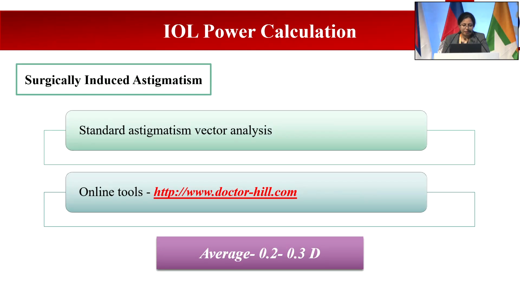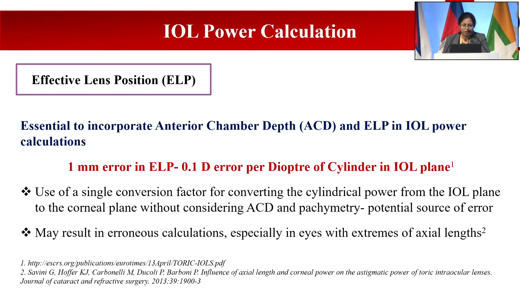Surgically induced astigmatism: various online tools are present. On average, it's 0.2 to 0.3 diopters with the now microincisional cataract surgeries of 2.2 mm incision. Effective lens position, why is it important?